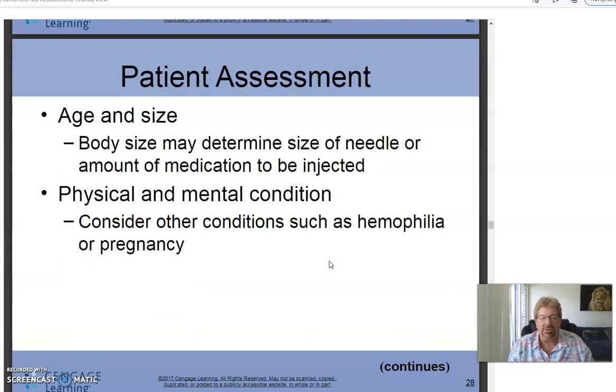Patient assessment, age and size. Body size may determine the size of the needle or the amount of medication. They mention geriatric and pediatric patients because they don't have as much meat on their bones. And guys, you don't want to spear a bone with that thing. Physical and mental condition. Consider other conditions such as hemophilia, where they're free bleeders and it's hard to stop the bleeding.